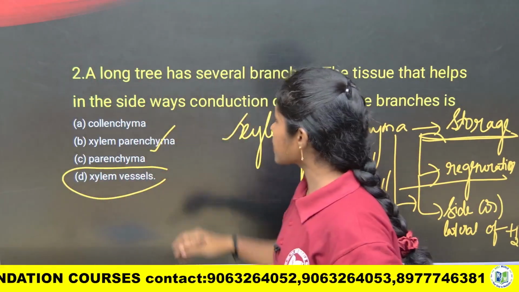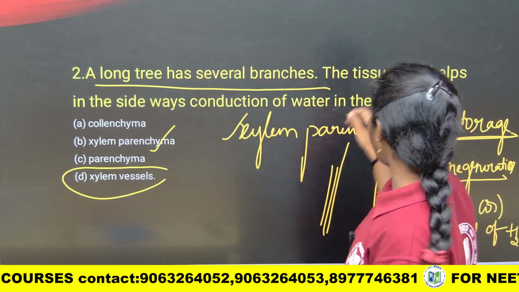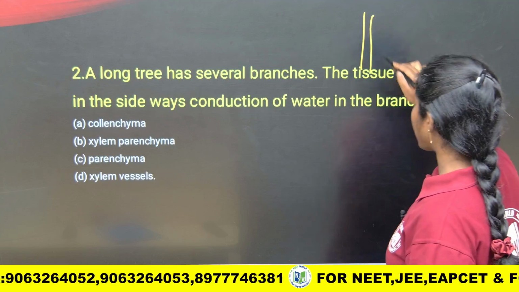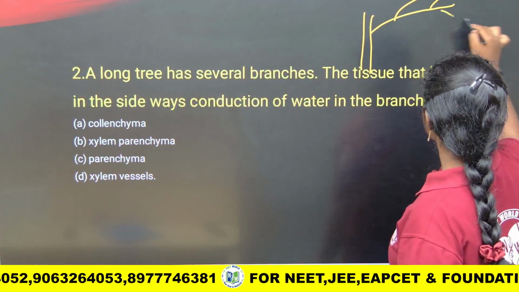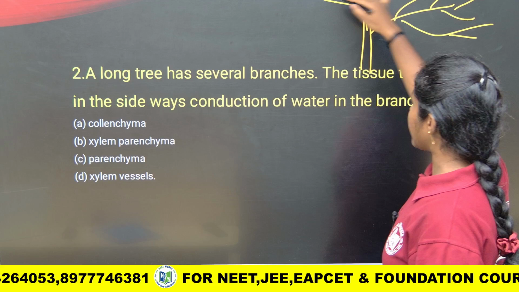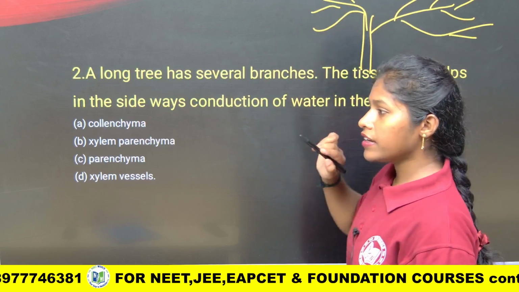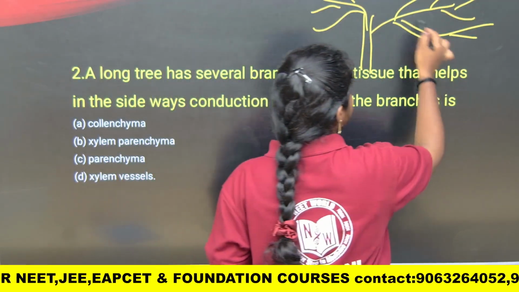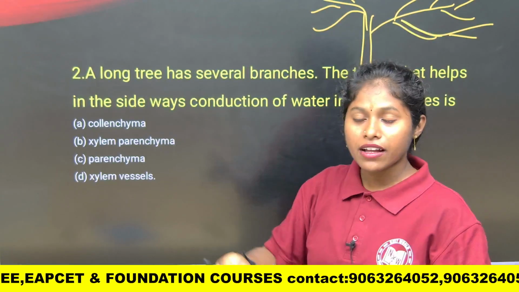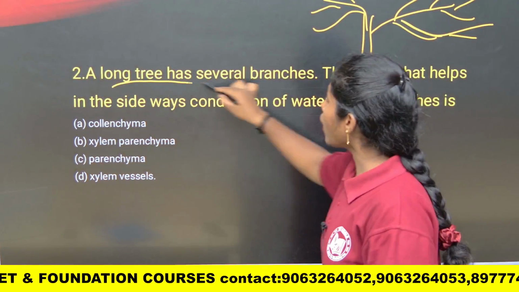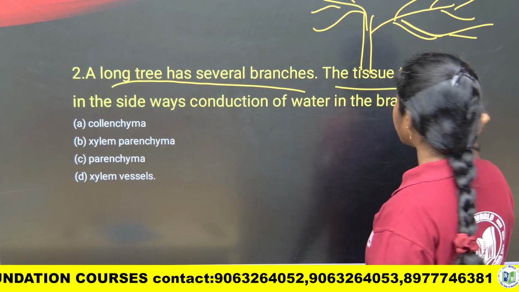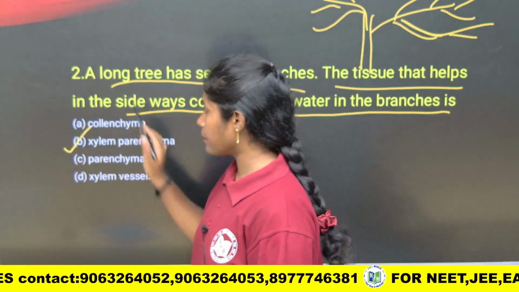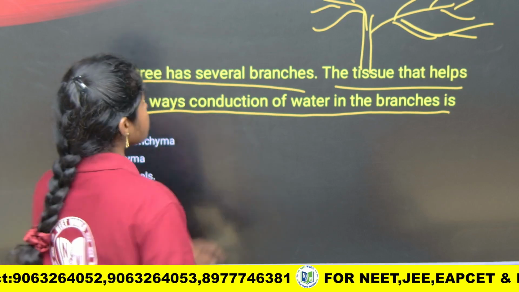Right? So here they are asking, a long tree has several branches. If it is a plant, the big plants have branches like this. The conduction of water happens by this xylem parenchyma through the side ways, which is nothing but the lateral ways. So the long tree has several branches, and the tissue that helps in the side conduction of water in the branches is xylem parenchyma. I hope you are all clear about this question, children.